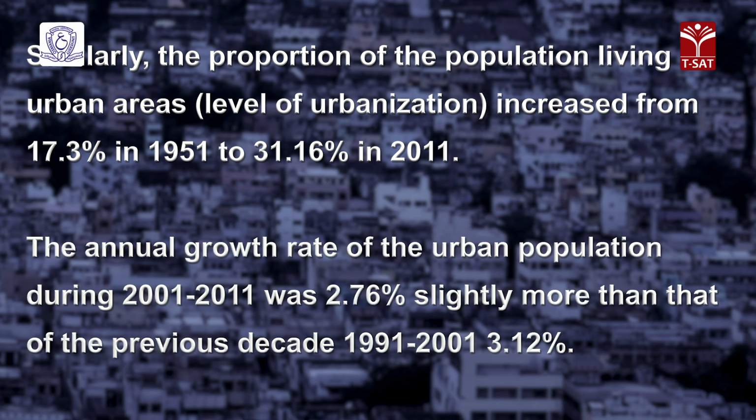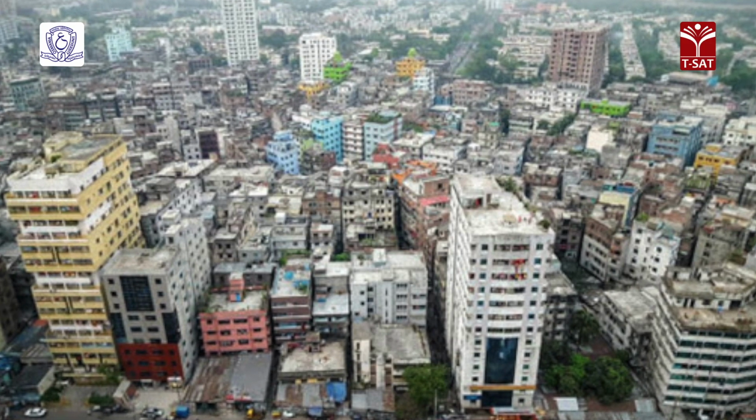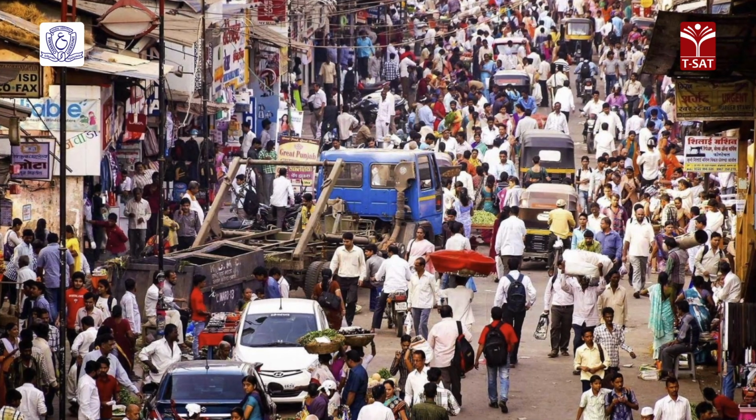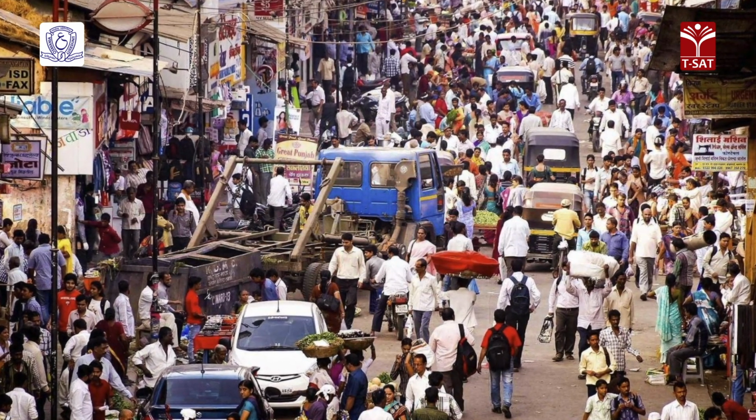The annual growth rate of the urban population during 2001 to 2011 was 2.76%, slightly less than that of the previous decade of 1991-2001, 3.12%. Urbanization in India is mainly due to liberalization of its economy after the 1990s, which gave rise to the development of the private sector. Presently, although urbanization is taking place at a faster rate in India, only one third of its population lives in urban areas.